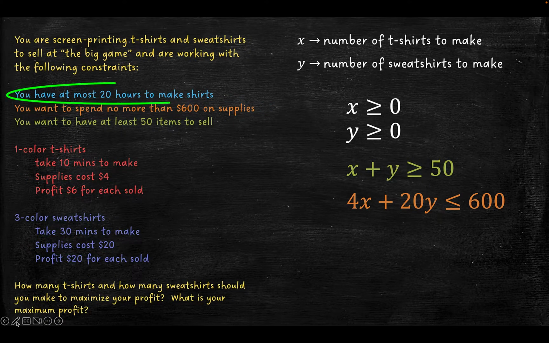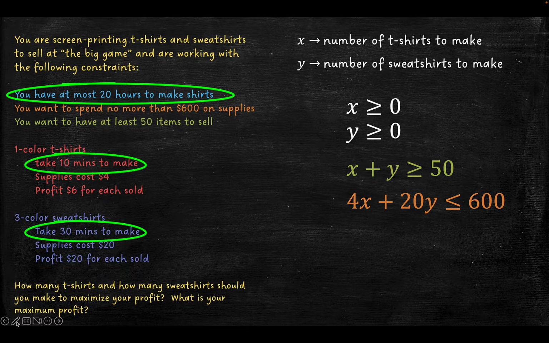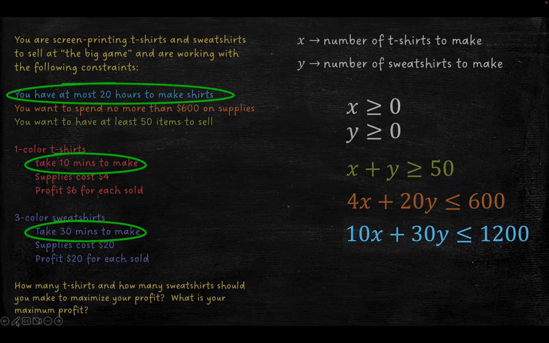Using the blue sentence, the time limit is that we have at most 20 hours to make shirts. Looking at the red and purple again, the t-shirts are going to take 10 minutes to make, and the sweatshirts are going to take 30 minutes to make. So combined, they need to be less than 20 hours.